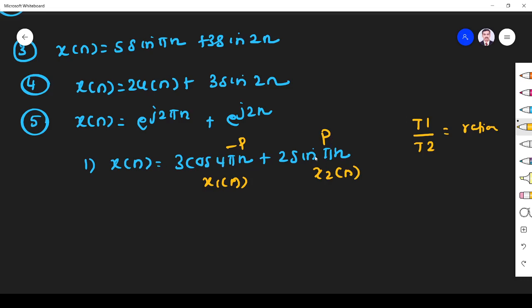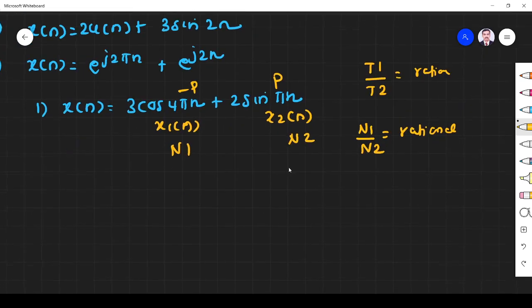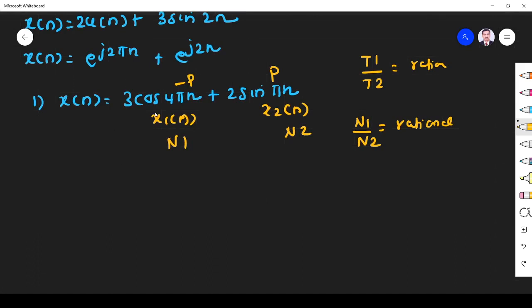And we have to ensure this is also periodic. Then let us assume this is a period n1, this is a period n2, then we have to find n1 by n2, and that must be a rational number. So three conditions must be tested. First check this is periodic, next check this is periodic, then the ratio of the periods must be a rational number. Then only it is a periodic signal.